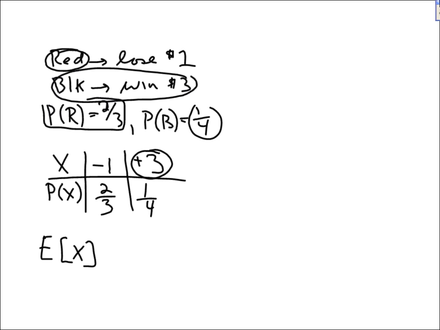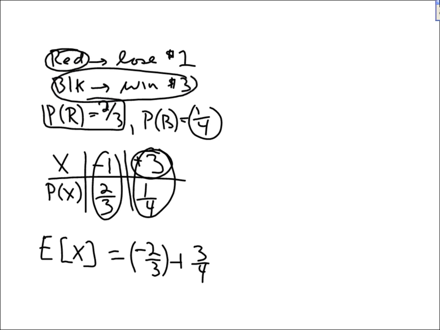Now, do you win or do you lose? You multiply these two numbers, you get negative 2/3. Plus, you multiply those two numbers, you get 3/4. Let us get common denominators. Let's multiply the first fraction by 4/4 and the second fraction by 3/3. Why is that? Because 3 times 4 is 12 and 4 times 3 is 12. Negative 8 plus 3 times 3 is 9.